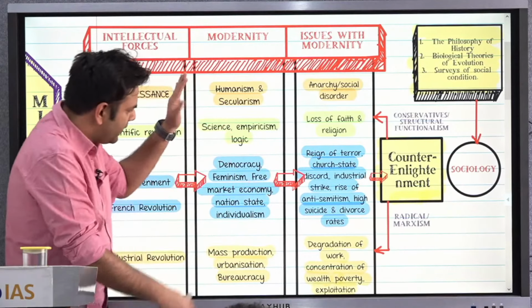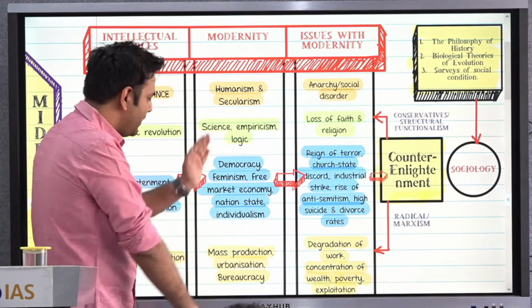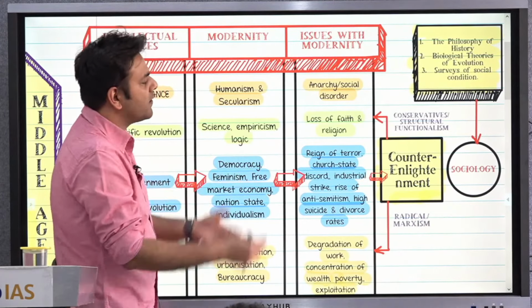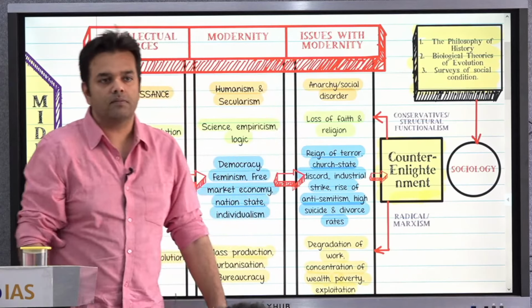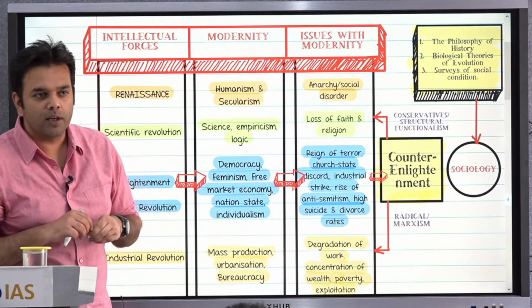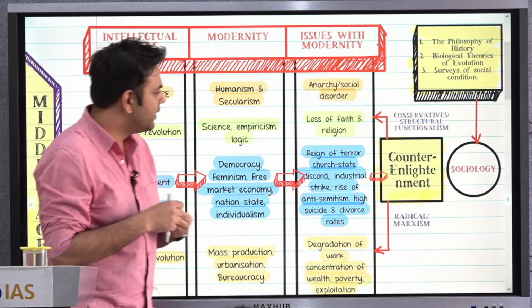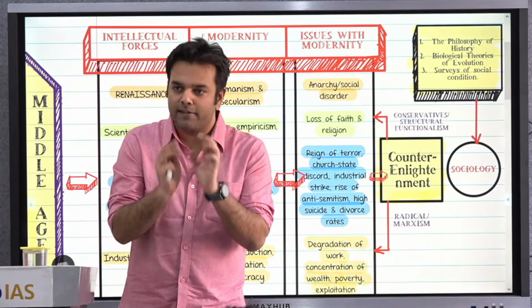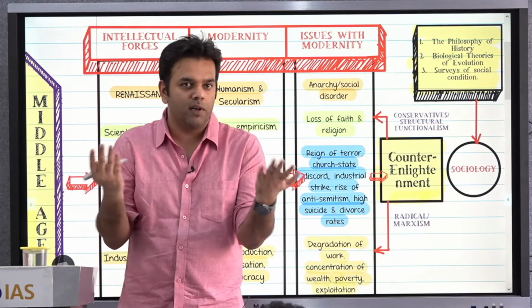Anyhow, with democracy, feminism, free market economy, nation state, individualism, all these things came at a cost. A reign of terror. Everybody was killed. Okay, king's family, church state discord. What we call today as secularism. This is what we call as secularism, right?